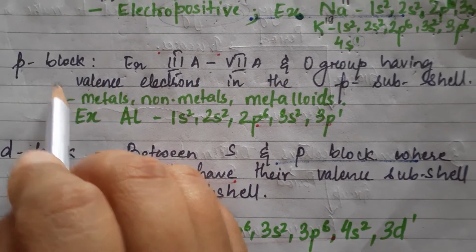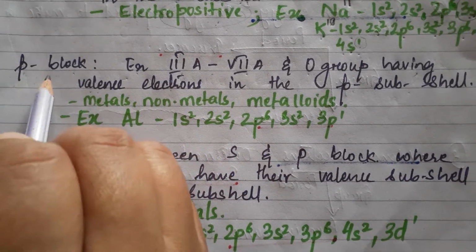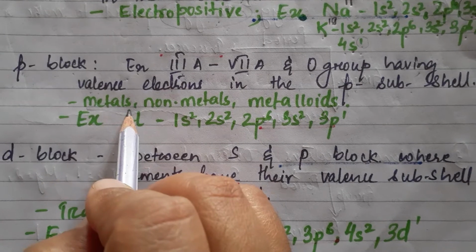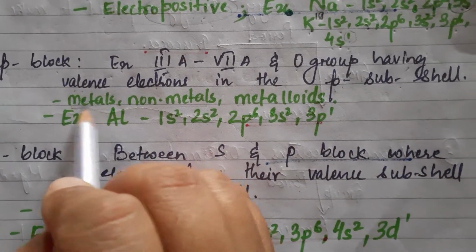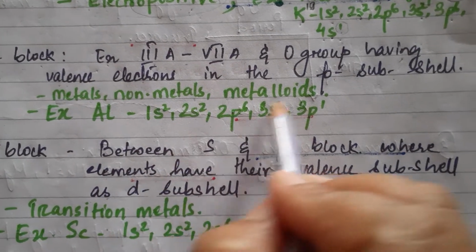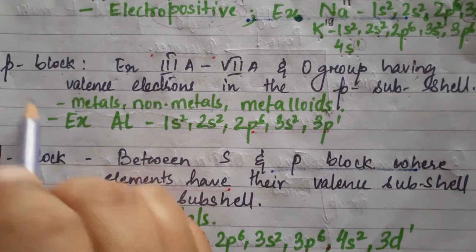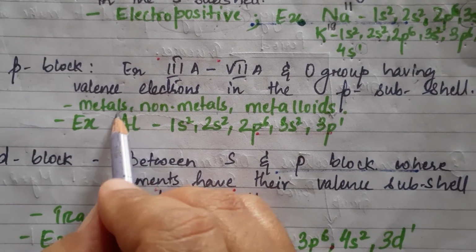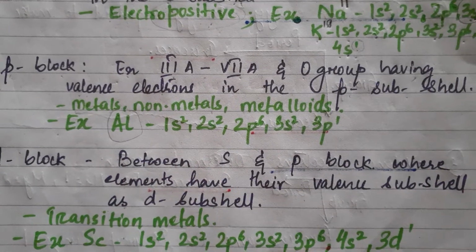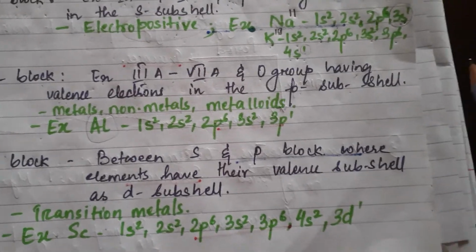What are the characteristics of the elements which come under the P block? These elements, some are metals, some are non-metals, and most of them are metalloids. Example of P block for better understanding. Let us take any element which lies under that block. For example, we shall see aluminium. Let us see in the P block.